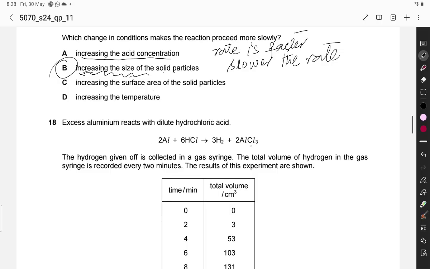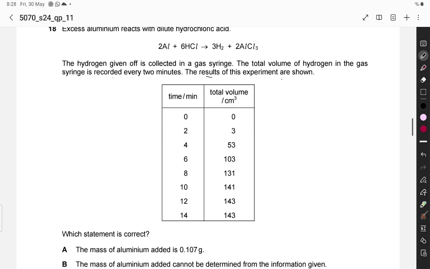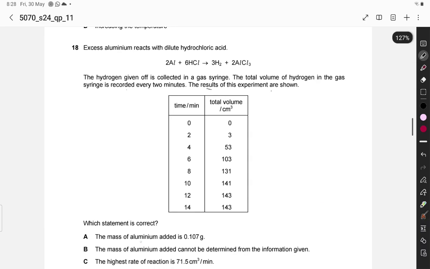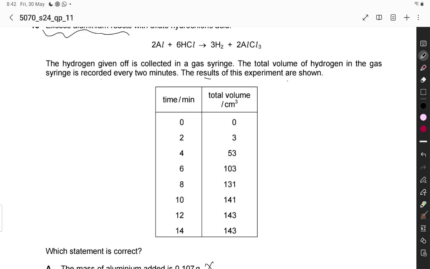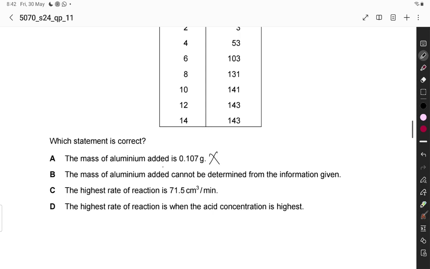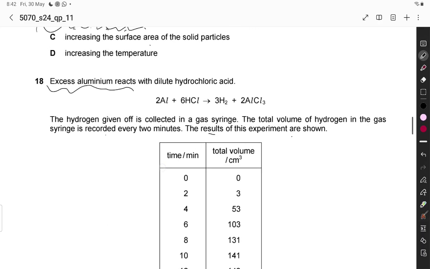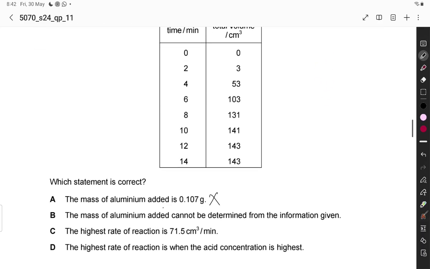Excess aluminum reacts with dilute hydrochloric acid. The hydrogen given off is collected in a gas syringe. The total volume of hydrogen in the gas syringe is recorded every 2 minutes. The results of this experiment are shown. Which statement is correct? The mass of aluminum added is 0.107. This is incorrect because excess aluminum is used. The mass of aluminum added cannot be determined, yes, it can be correct.